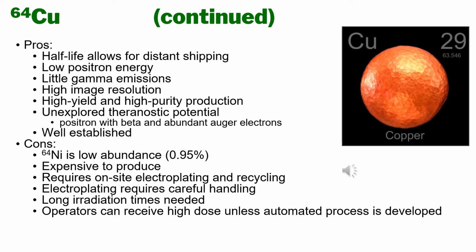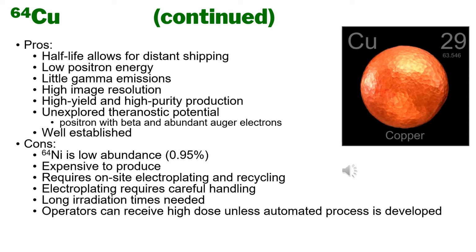There are quite a lot of pros to the use of copper-64. Its half-life of 12.7 hours is sufficient to permit shipping as a viable logistic pathway. It has few gamma emissions, 0.5% yield with a 1.346 megaelectron-volt gamma, and low positron energy, 0.27821 megaelectron-volts, which permit very high image resolutions. Current production methods have a high yield and high purity result, and these methods have been established strongly over the past 3 decades.